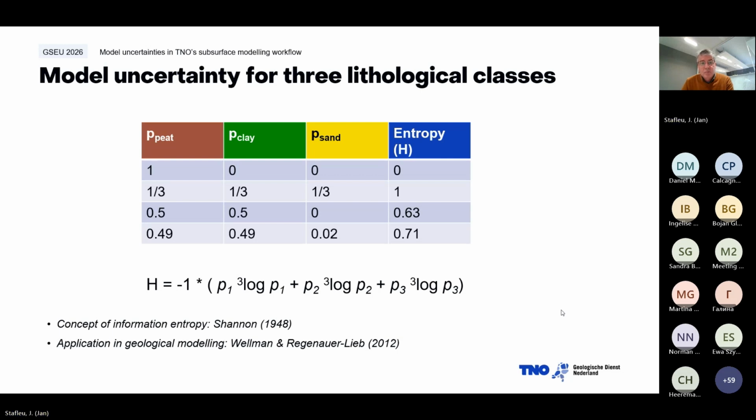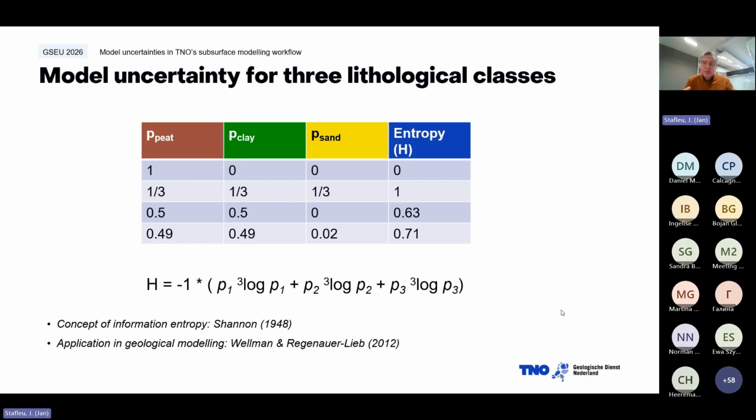In the second line, the probability of peat equals the probability of clay and the probability of sand. Then the entropy, or the model uncertainty, is at its maximum, because the model cannot decide what lithological class is in the voxel. If we then go to the third example, we see that peat and clay are difficult to distinguish from each other. So they both have the same probability, but the modeling algorithm is sure that it isn't sand. So that gives a drop in entropy. But if we then again introduce sand with only a slight probability of 2%, then entropy increases again.